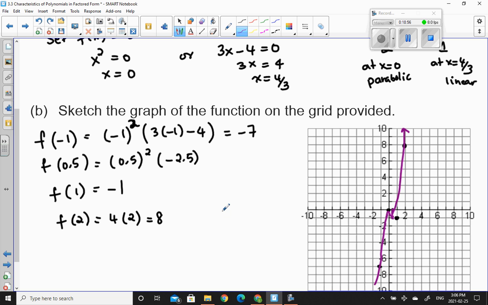It's going to have, so it's going to be like this. At 0, it's going to have this shape. And let's say this is 4/3. It's going to go back up like that. Okay, so that has the parabolic shape at 0 and a linear shape at 4/3. That's what I wanted to show here.